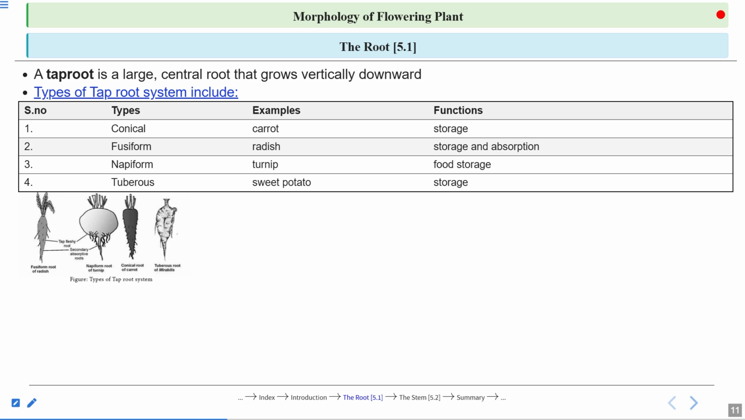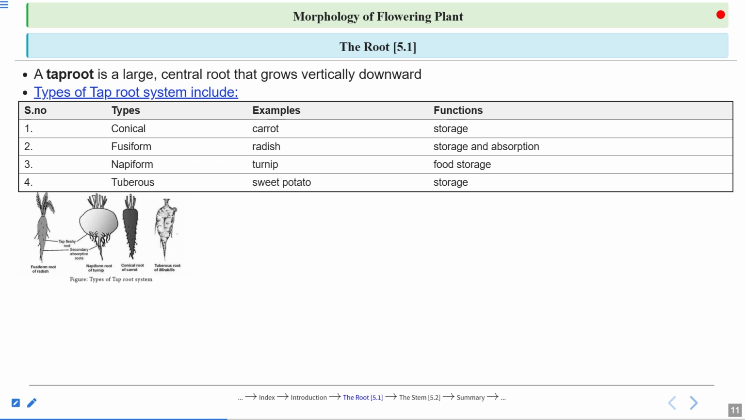So it doesn't mean that every root is going to store its food material in the roots only. Different plants have different storage organs. But here, the carrot, radish, turnip, sweet potato, mirabilis, all are having the root as their food material storage part.